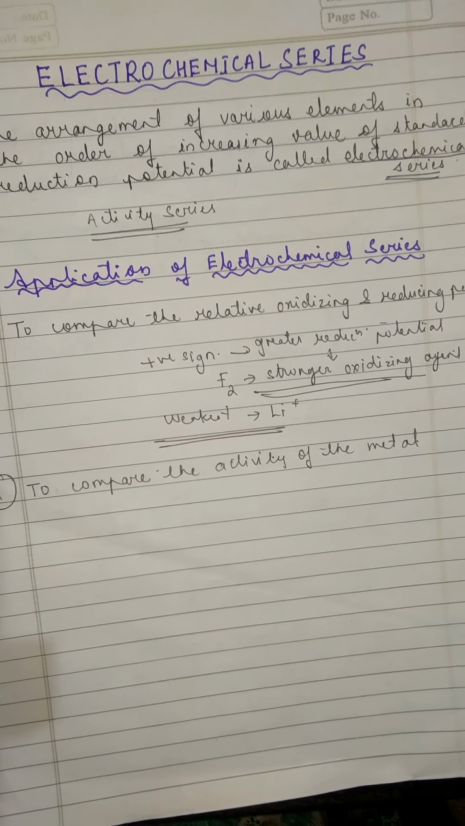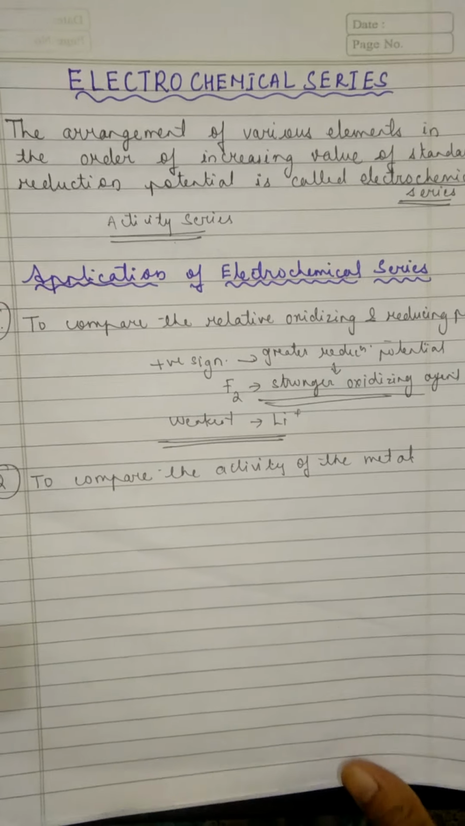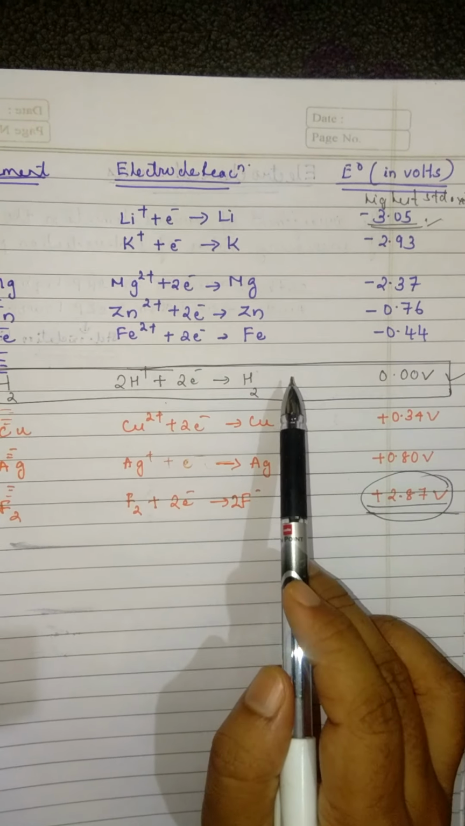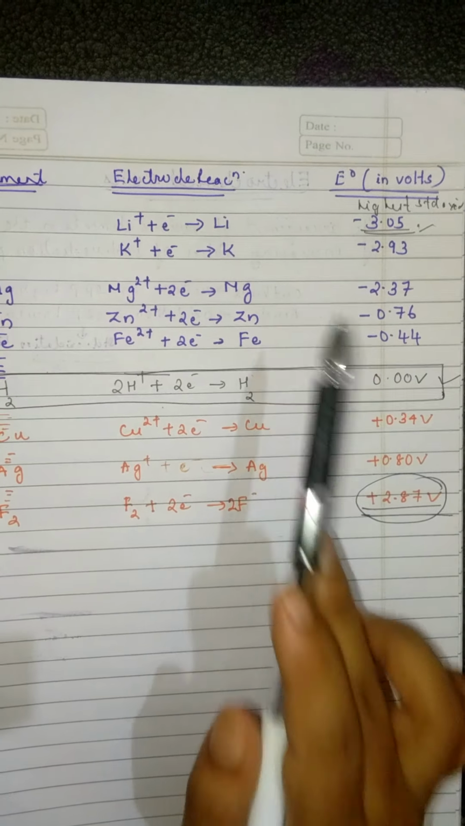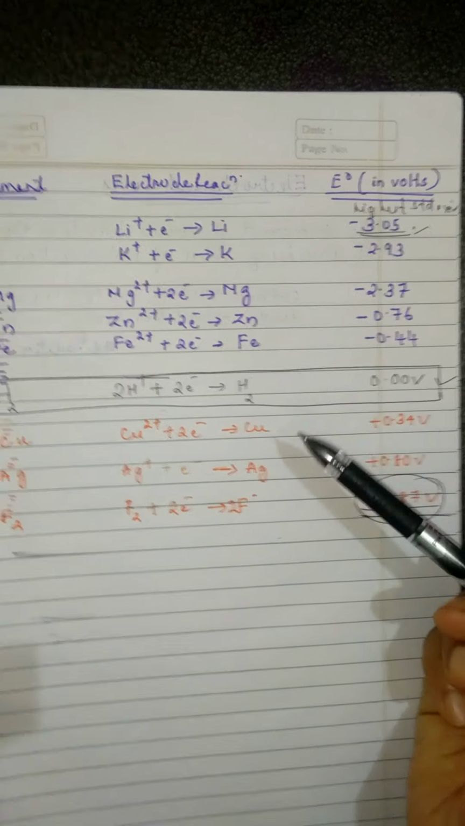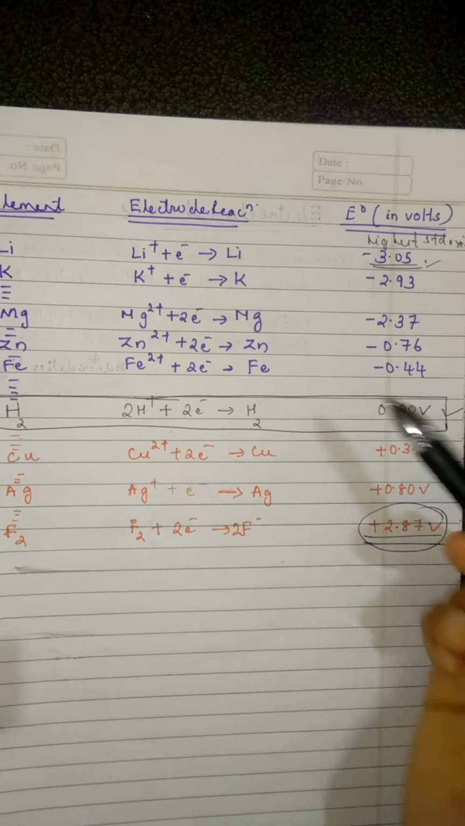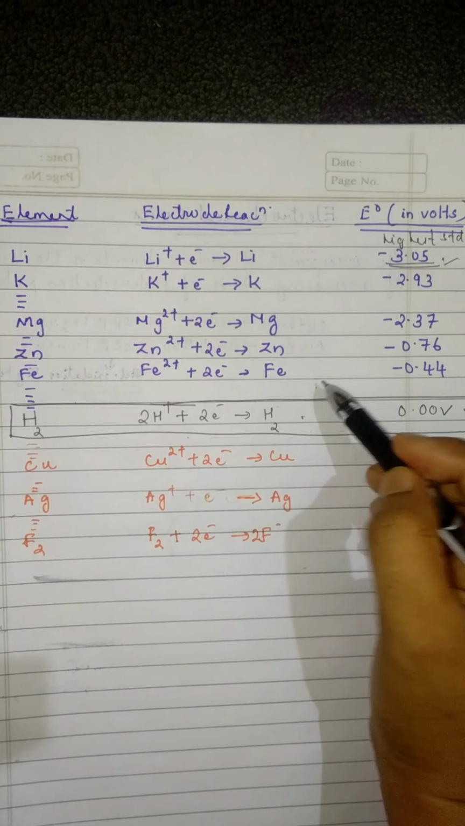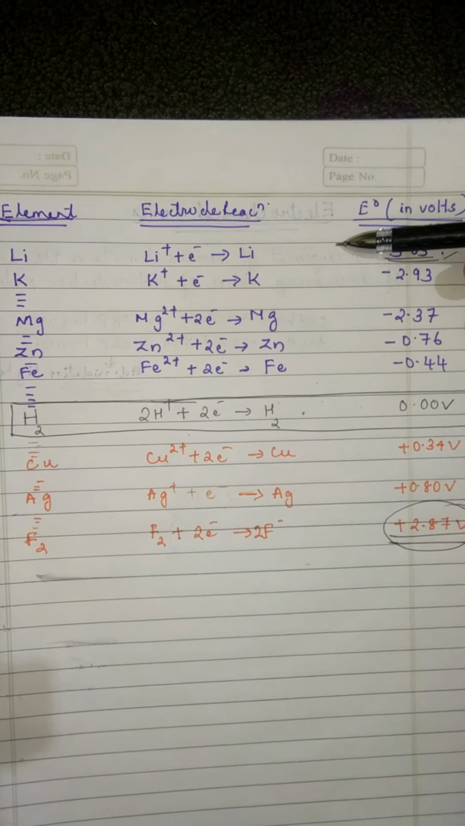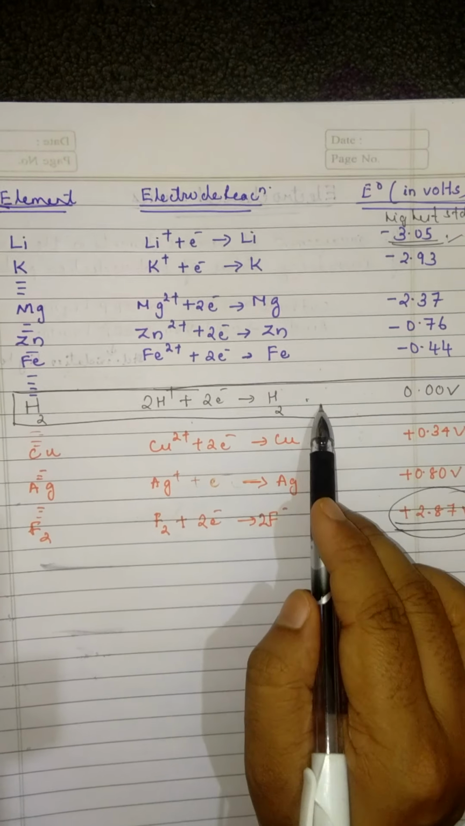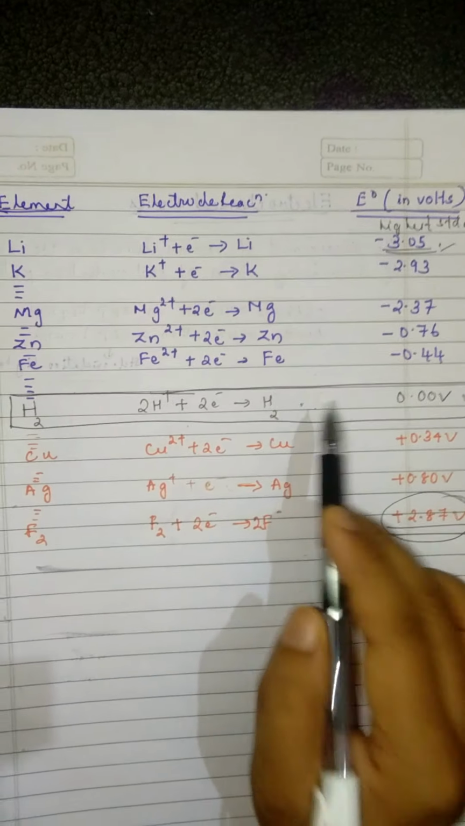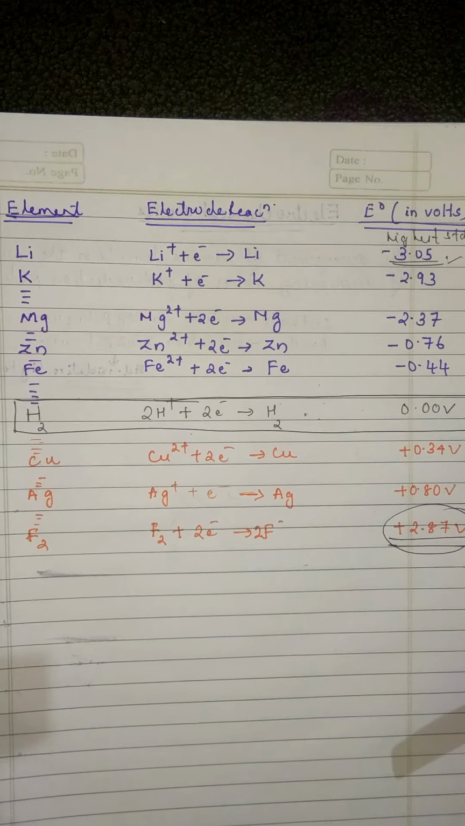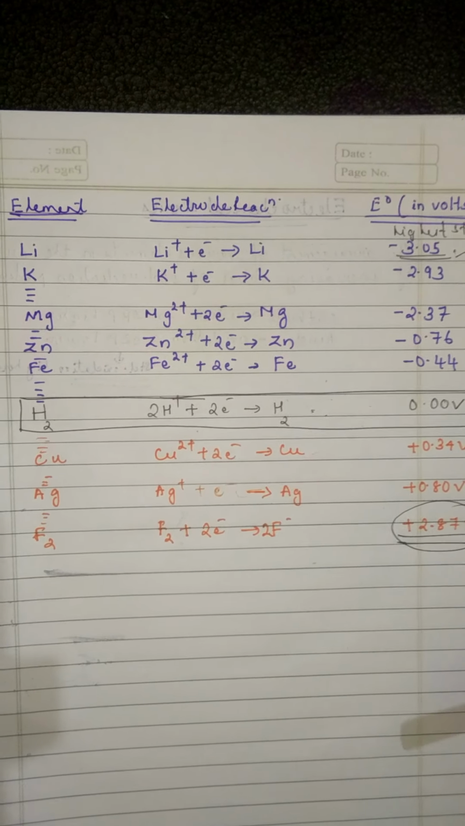Our next application is to compare the activity of the metals. Let us see this electrochemical series. Here you can see that some metals lie above the standard hydrogen electrode and some lie below it. When hydrogen is taken as the cathode, the metals lying above it act as the anode, and thus they undergo oxidation.